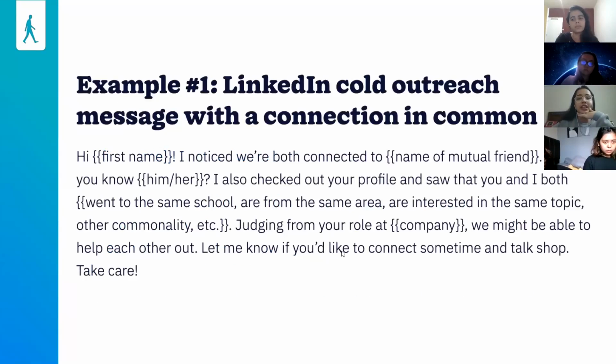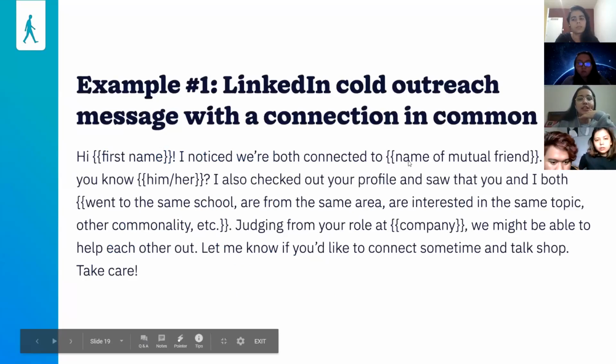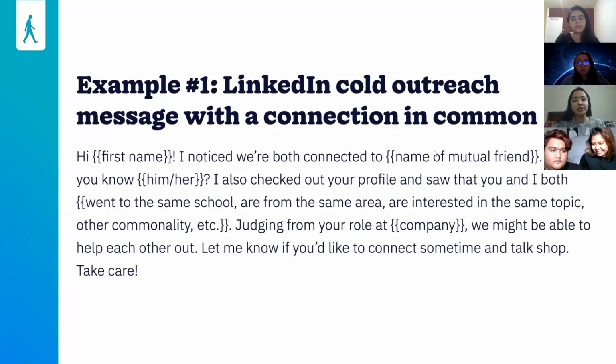A few examples that I've included. Let's say you're approaching somebody through LinkedIn with a common connection. This is the sort of template you can follow. "I noticed we're both connected to this and this. I also checked out your profile and saw that you and I both have..." This is where you mention the similar contact. "Judging from your role at the company, we might be able to help each other out. Let me know if you'd like to connect sometime and talk." So this is an approach where you are establishing that there's a mutual connection and there's also common ground.